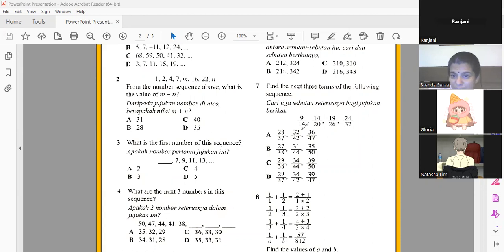First, it's 9 over 14. Then it's 14 over 20. Then it's 19 over 26. Then it's 24 over 32. Now, I would like to ask you if you actually see a pattern. They're scary. Yeah, I know sometimes they can be.